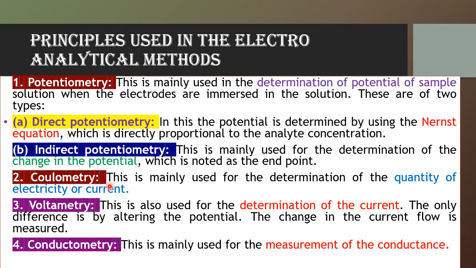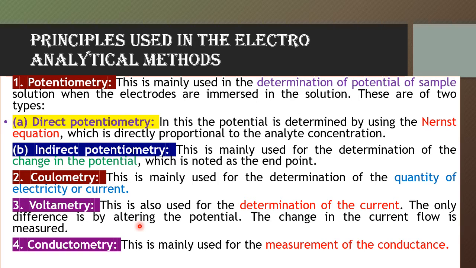The second method is coulometry. The principle of this method is it determines the quantity of our electric current or electricity. Voltammetry is also used for determination of the current. This is totally opposite of the potentiometric method because this involves the flow of current.